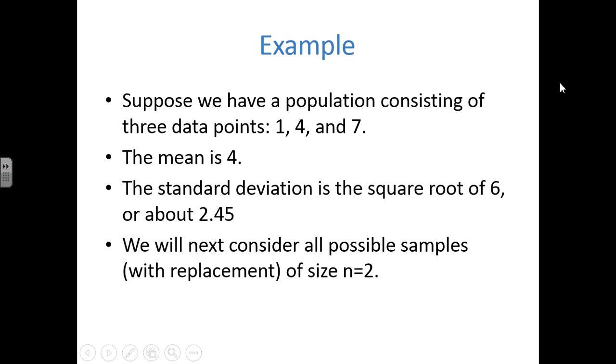Next, we're going to consider all possible samples with replacement of size 2. We have these three numbers on 3 different pieces of paper. We're going to draw out one of the pieces of paper, record the number, then put it back. That's what with replacement means. Put it back in and draw again.